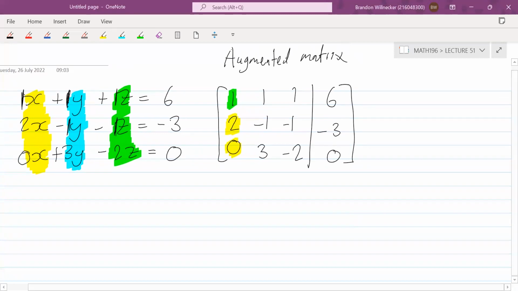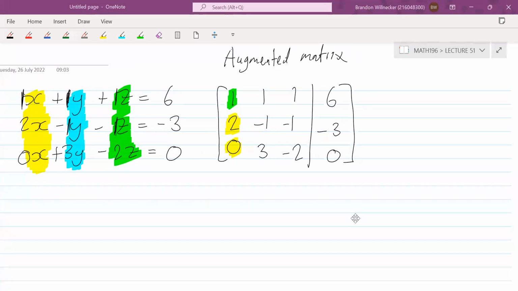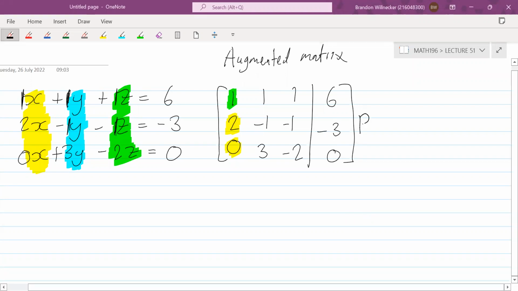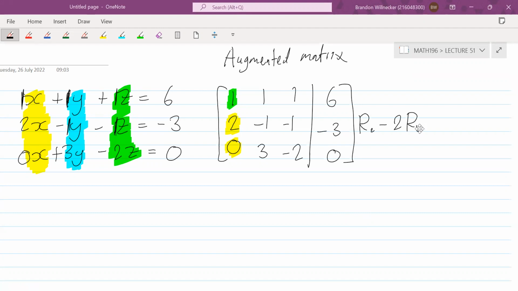How do we do that? Well, we're going to take row 2 minus 2 times row 1. Row 2 minus 2 times row 1. That will cancel the 2. So let's do that.